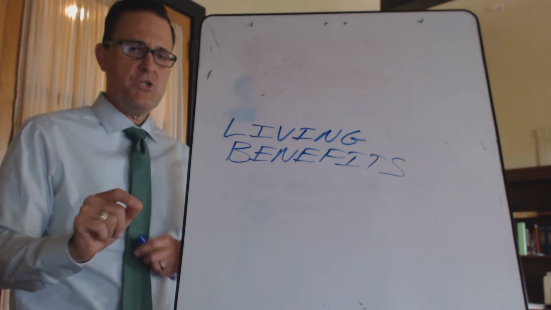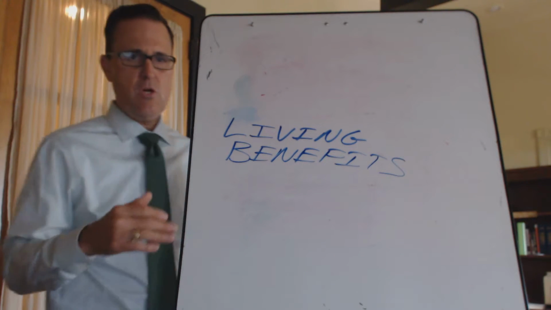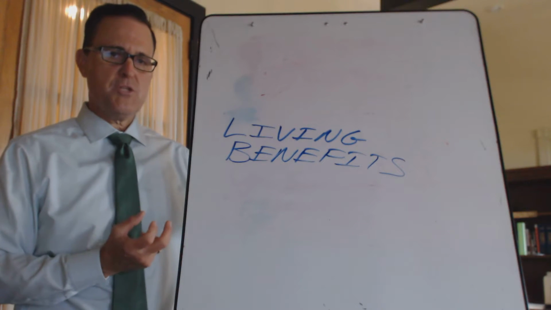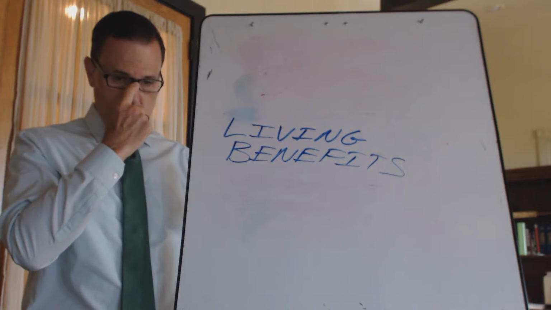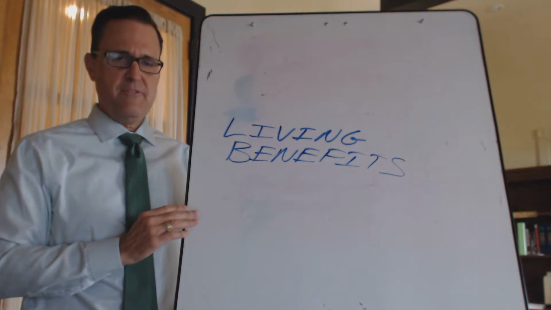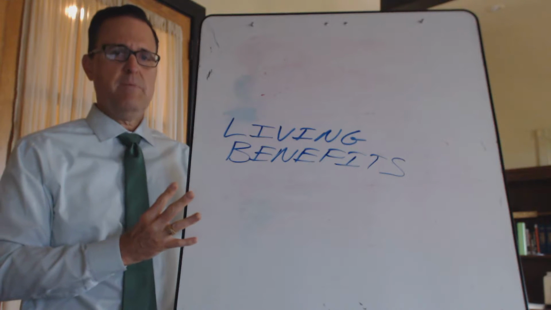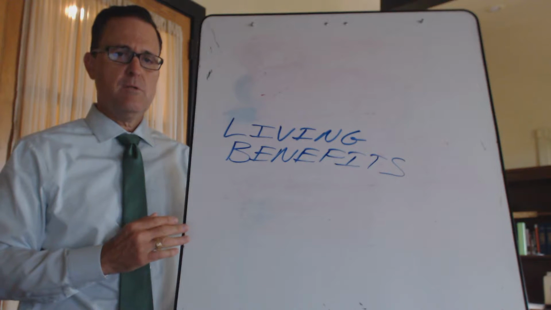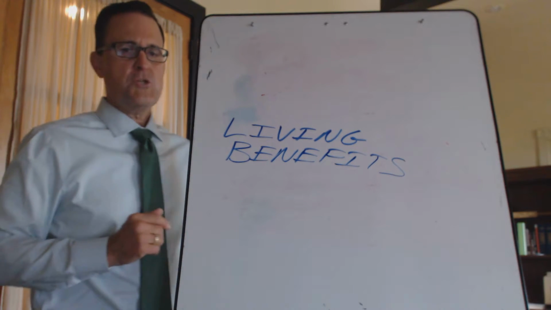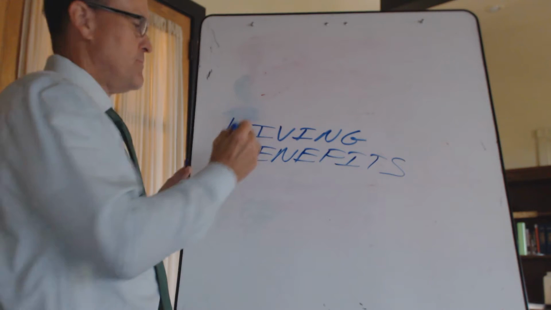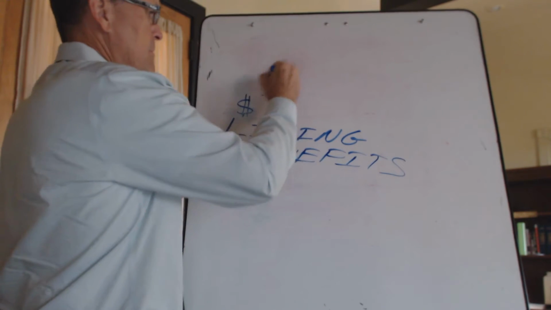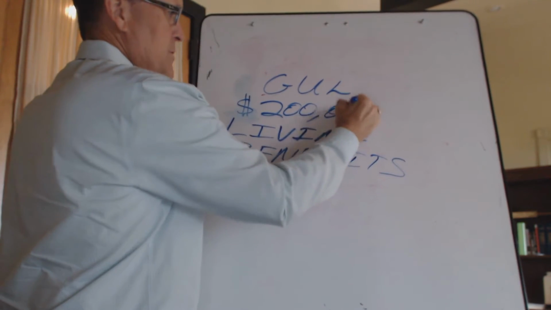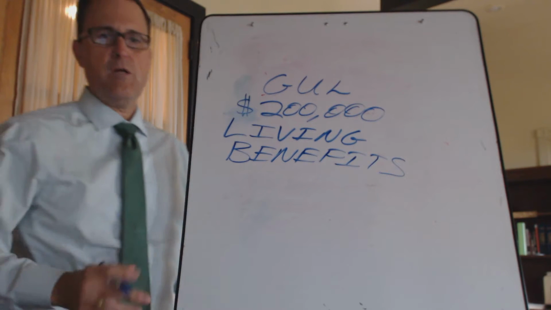Okay? So since we just spoke about long-term care insurance and long-term care coverage, let's talk about that as it relates to living benefits within this GUL policy. Well, one of the living benefits, and there happen to be 4 living benefits available, is the long-term care benefit. So let's use an example here. Let's say that you have a GUL and the death benefit is $200,000. Okay, so let's use $200,000 as the death benefit.